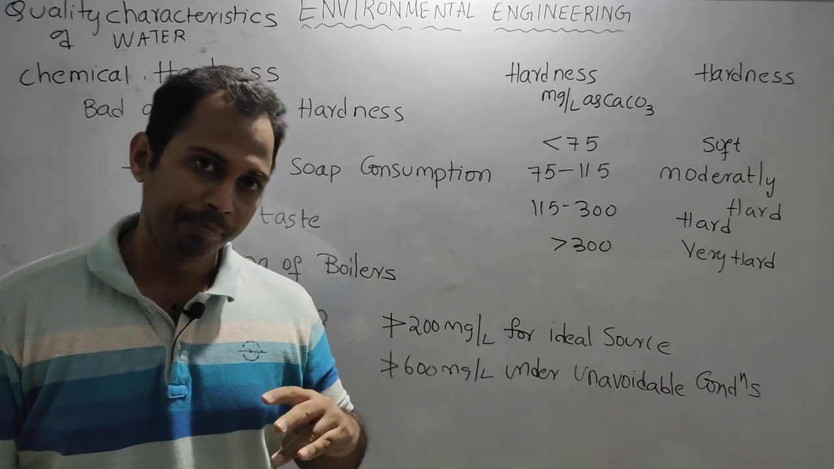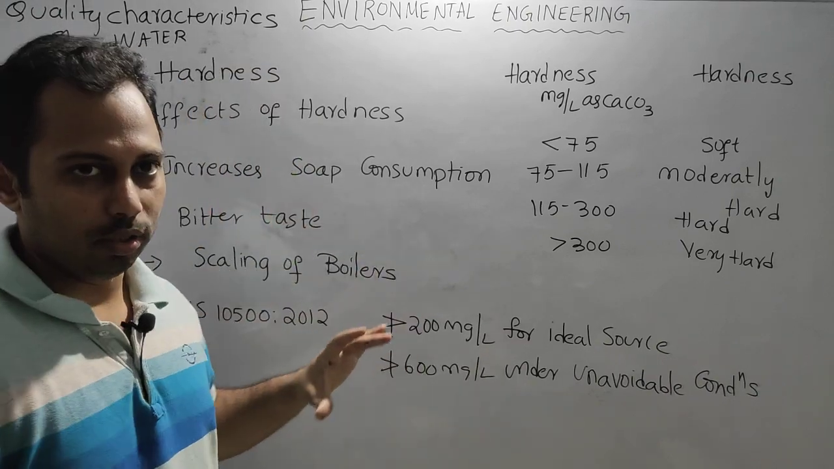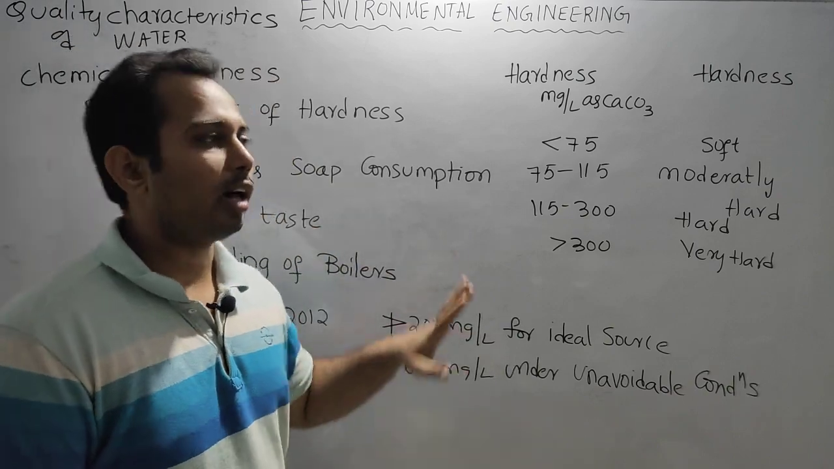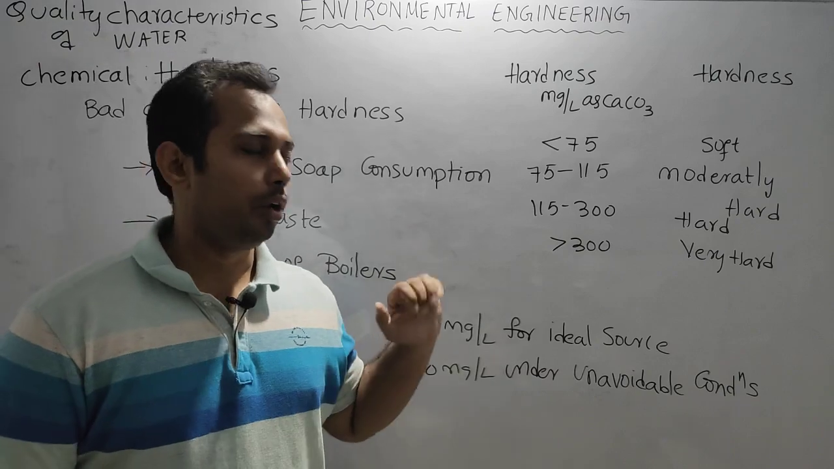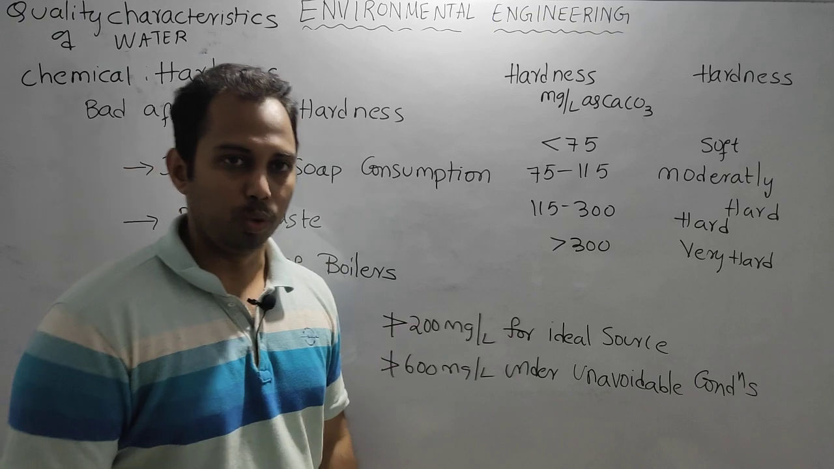Hardness and alkalinity, these two concepts you need to be very clear about, especially from this topic. We can expect 2 to 4 marks from this concept. We are going to continue the chemical properties and chemical impurities of water in the next session too. Thank you so much.